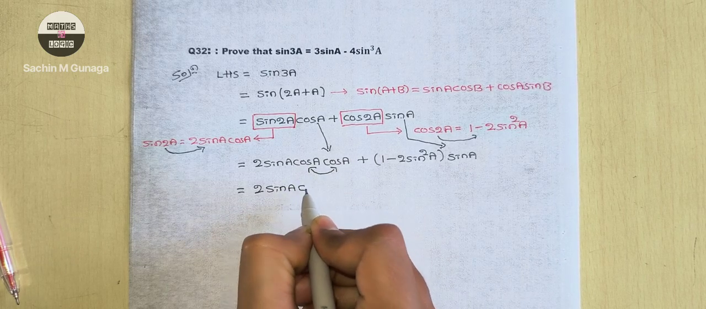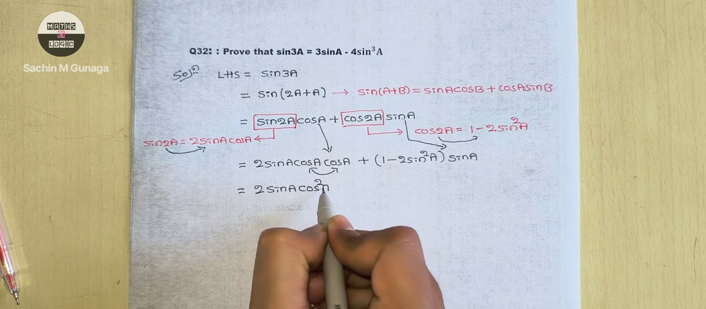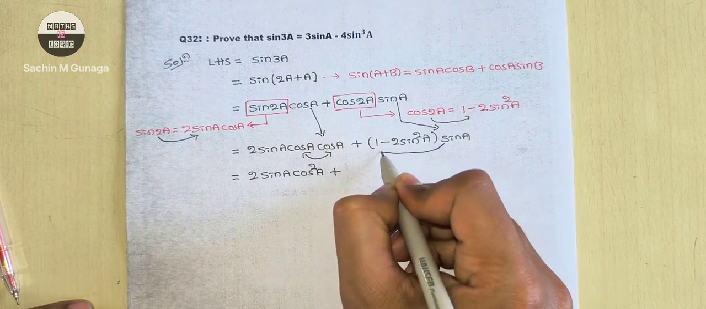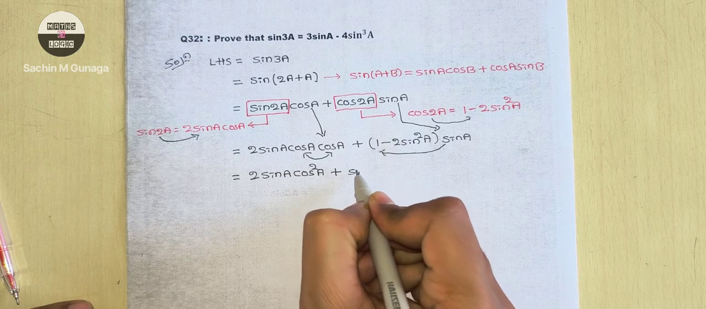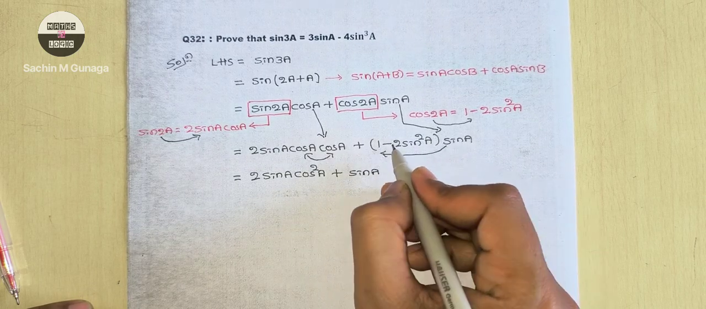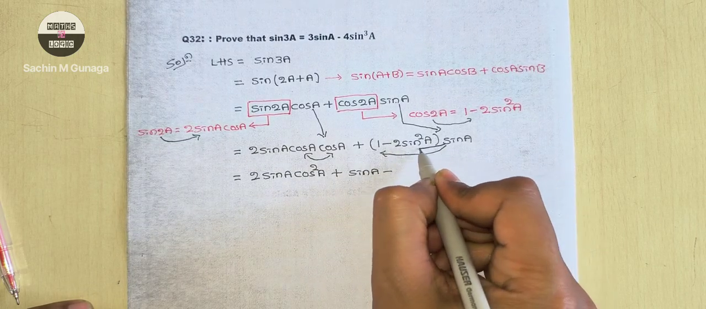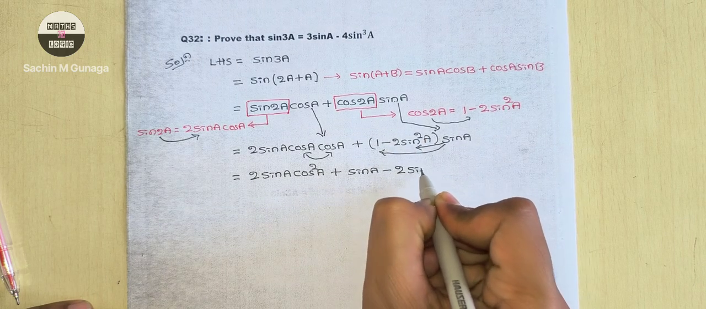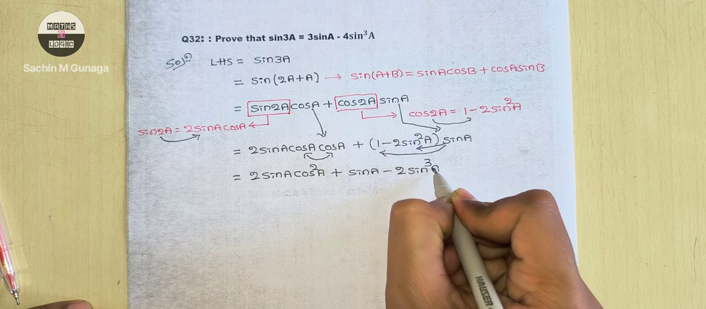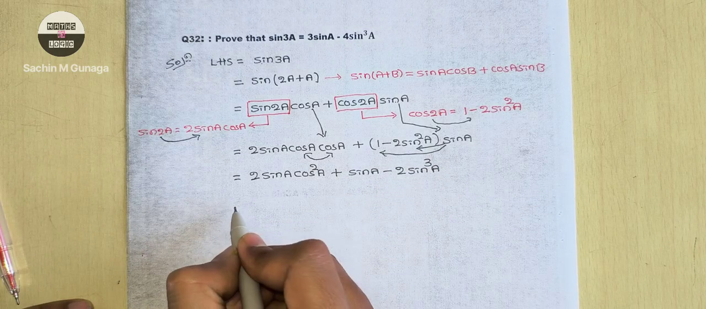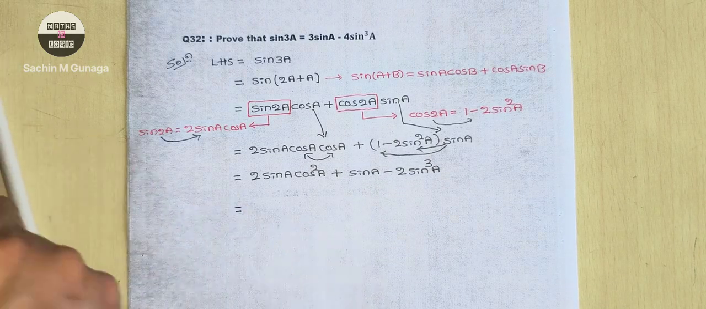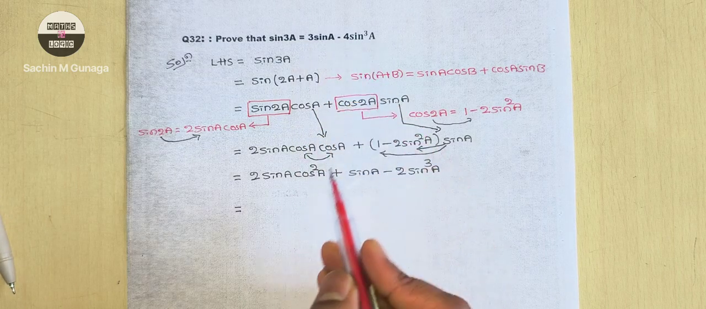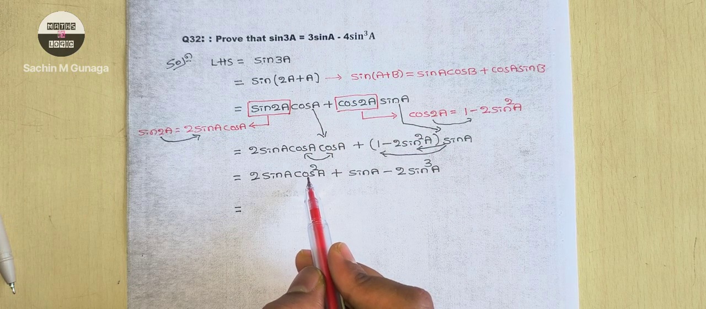Cos into cos goes to cos square a. Next, plus, open the bracket: sine a into 1 is sine a, plus into minus is minus. Next, sine a into 2 sine square a is 2 times sine cube a. Next, you can see the final answer should be in terms of sine only, but here we are getting 1 cos.